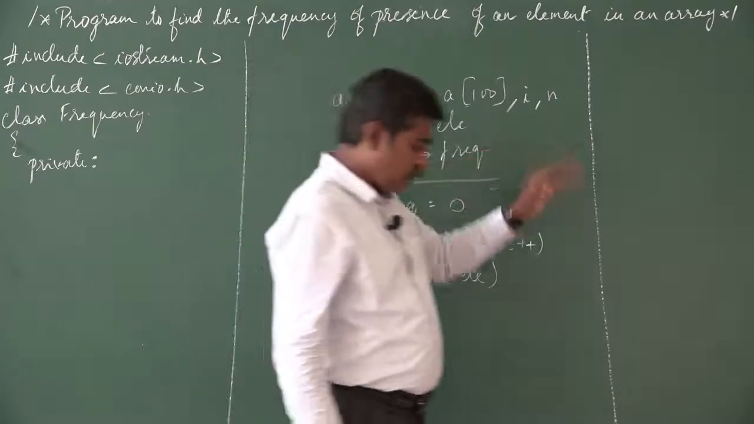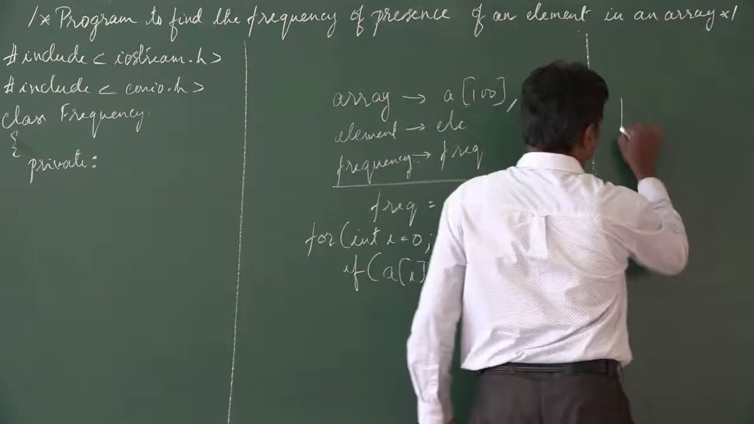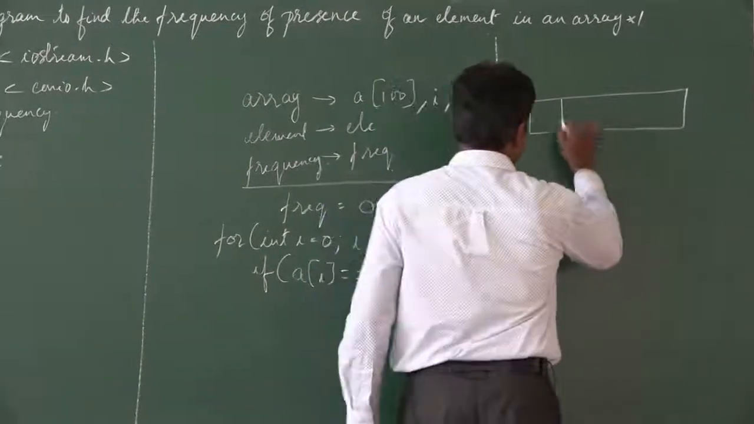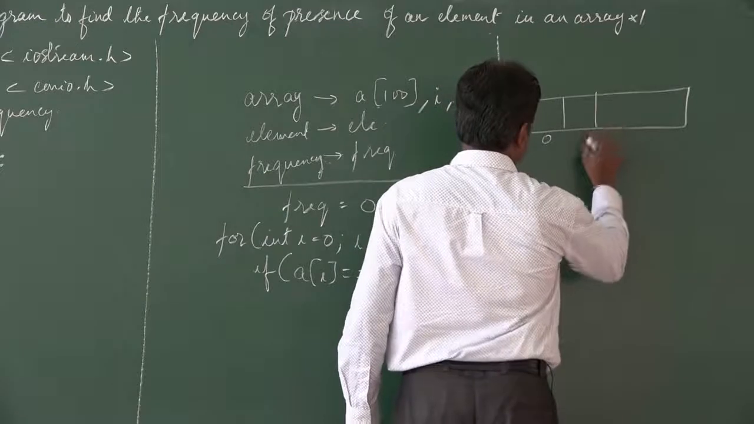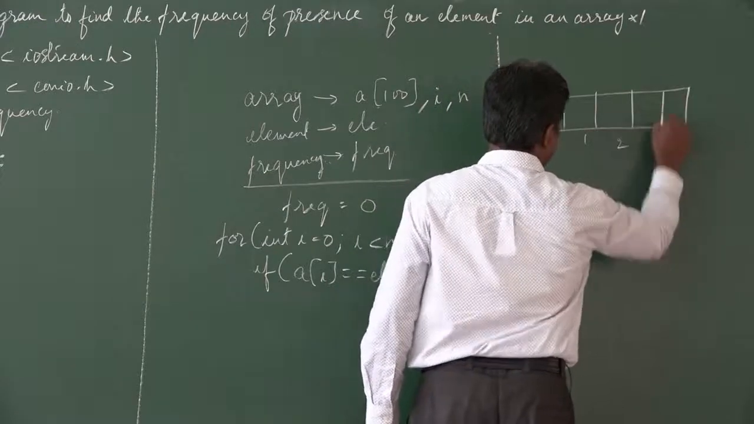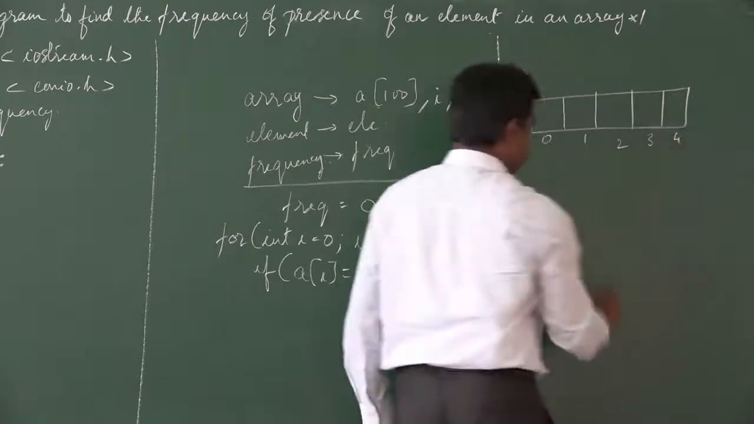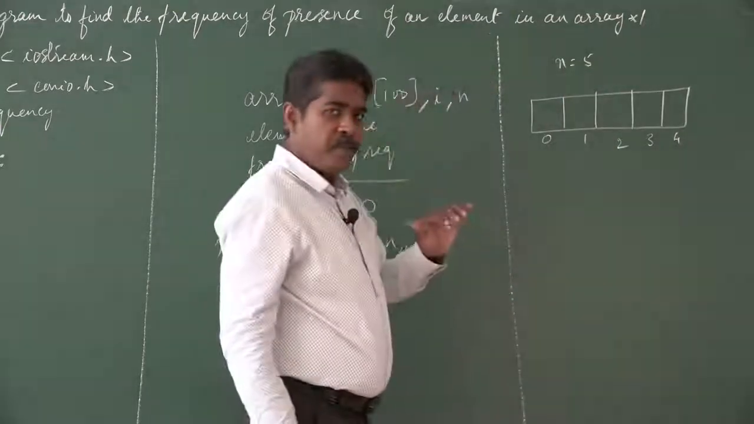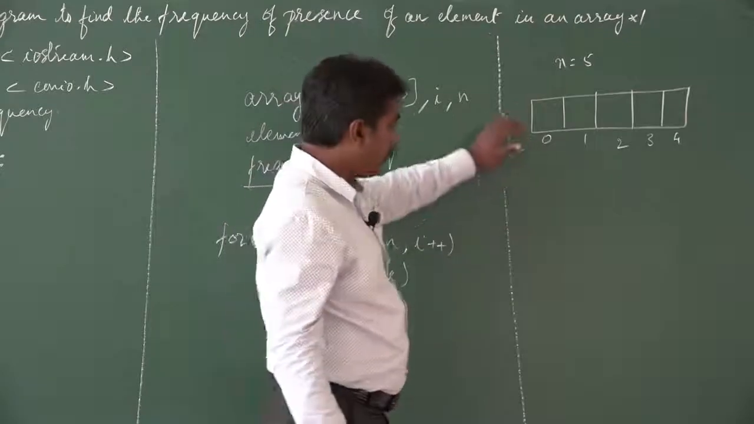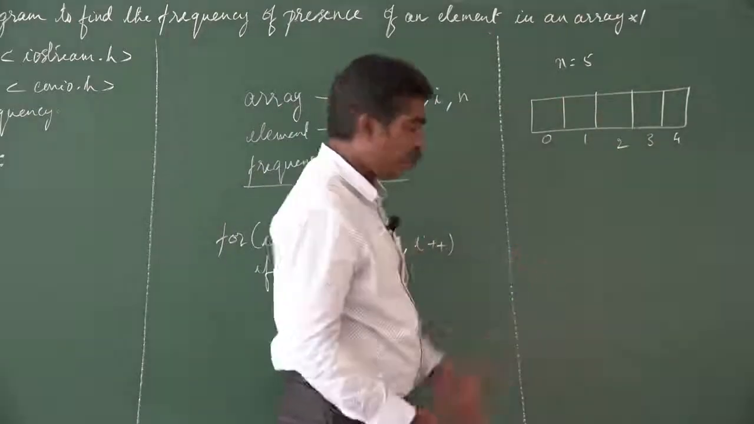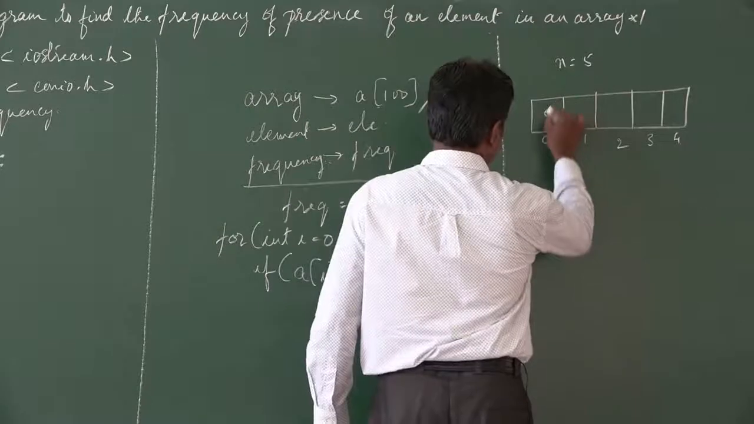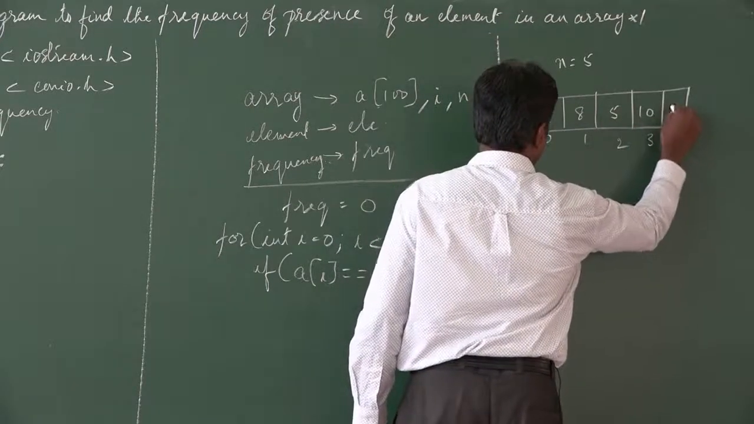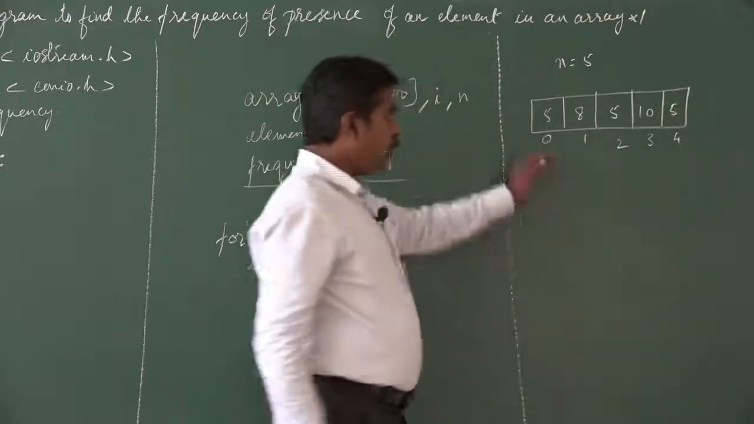So I would like to take an array here and depict the tracing part. 0 index, first index, second index, third index and fourth index. That is, n's value is 5. 5 meaning 5 elements. We are going to accept 5 elements. Let us imagine we have taken something like 5, 8, 5, 10 and 5. These are the elements we have taken.